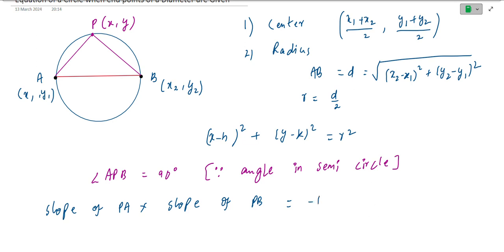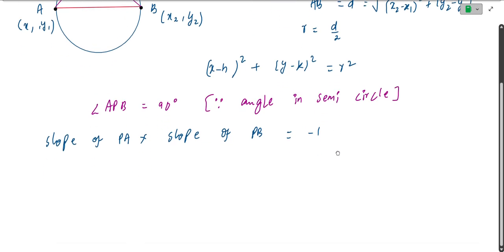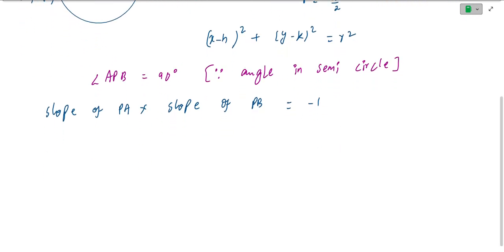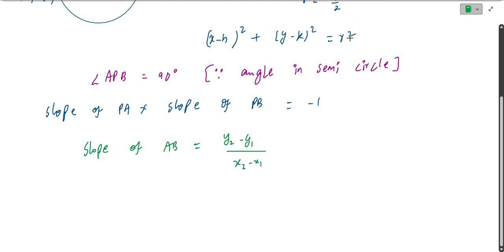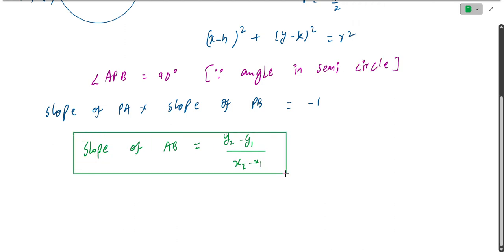So the slope formula, I know that the slope formula is, slope of the line AB, so that will be y2 minus y1 divided by x2 minus x1. Okay, I will be using this formula to find the slope of PA and slope of PB.